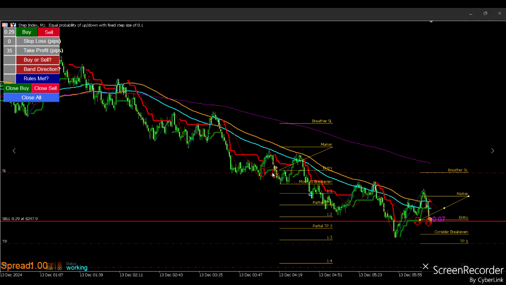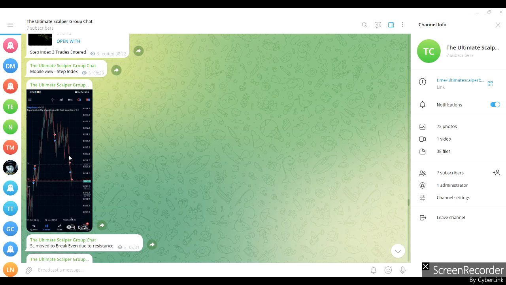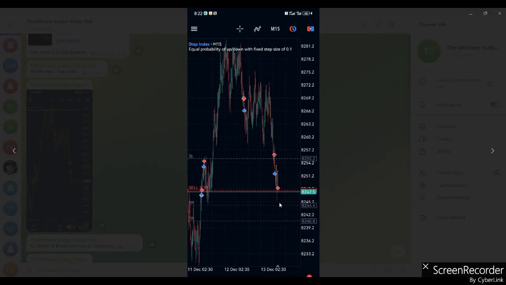Remember, my first entry for step index was here, and then obviously I was only targeting 1:1 on this one. I had only one trade open, and then in this case, second time I actually got two entries. I decided to enter two trades, one with the take profit here, and then the other one a little bit lower. And this is how it was looking on the mobile view. My sell entry here, my first take profit, and my second take profit down there.